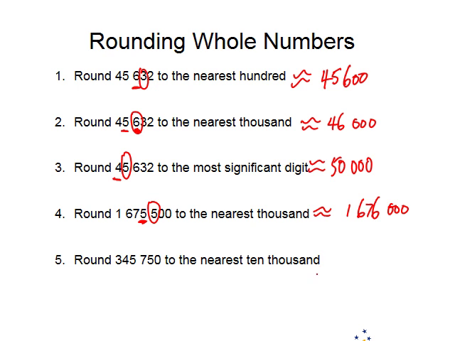And question 5, we're going to round 345,750 to the nearest 10,000. We have a 4 in the 10,000s category. We need to scrutinise the 5 that's in the next place value to the right. And because it's a 5, the rule is if it's a 5 or more, we'll round up. So the 4 will round up to 5, so we'll get 350, in other words 350,000.